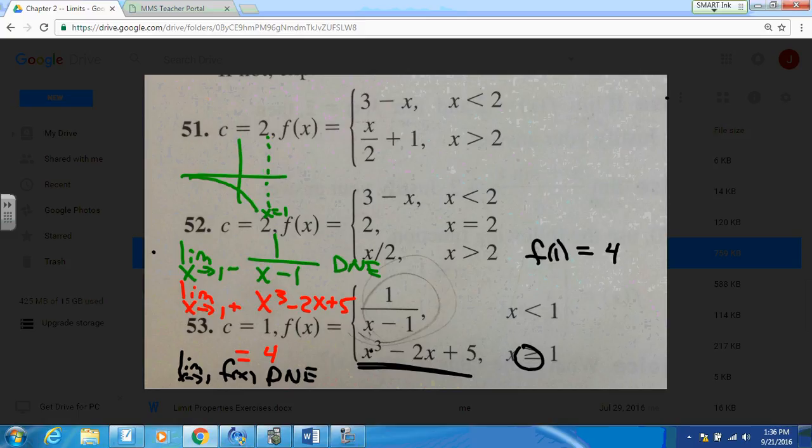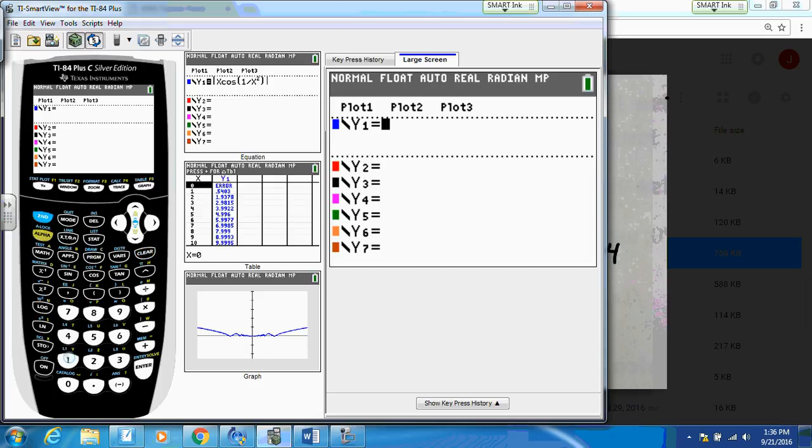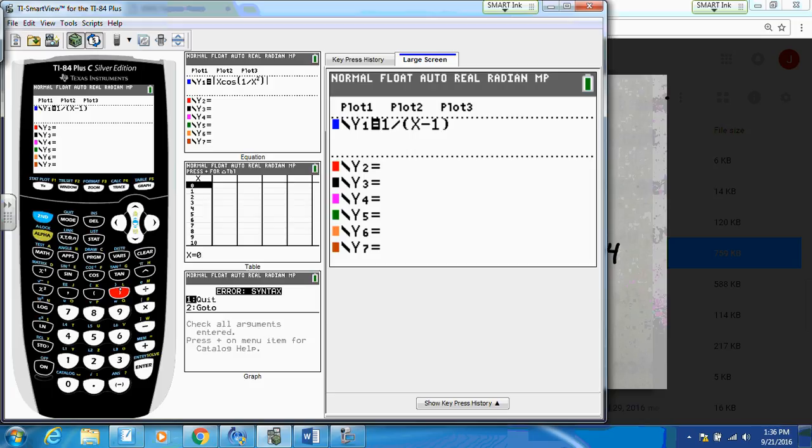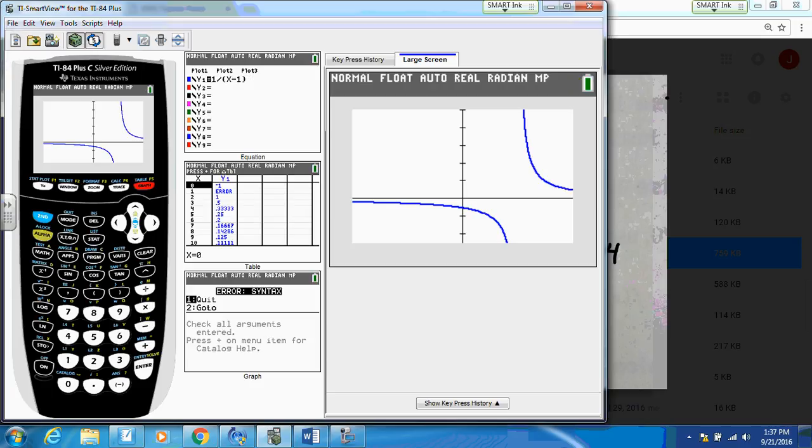Let's take a look. First question, did you remember parentheses? That's the big issue for students. That fraction bar is a grouping symbol, and you have to make sure that you group. So here comes 1 over x minus 1. You have something different? Let's take a look.